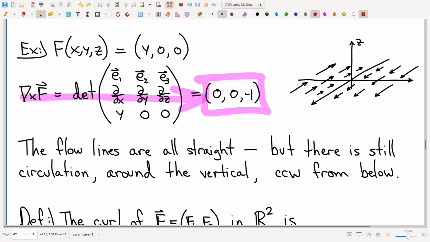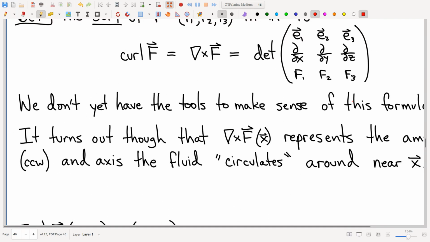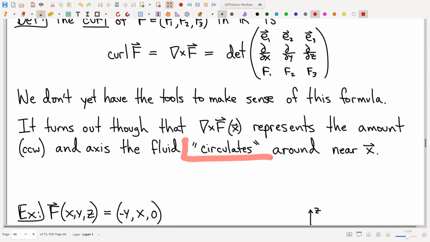Look at the flow lines. The flow lines are all straight lines. There's no particle of water that is curving at all. So where's the rotation in the fluid? Rhetorical question. So this is a very confusing point for a lot of students who maybe have a subtle misunderstanding of what curl is. I want to go back over to where we wrote down the definition. You notice I used the word circulates.